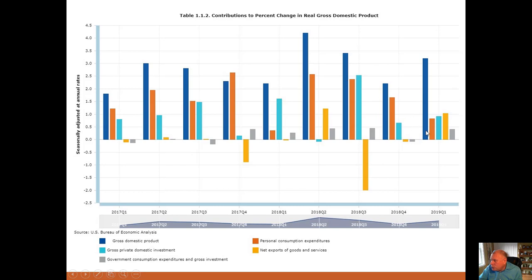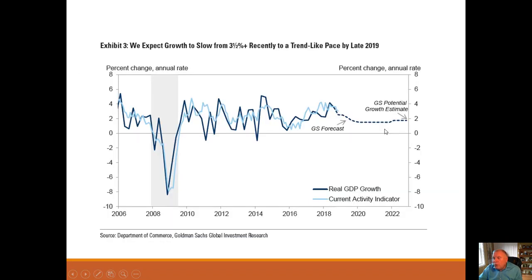We're seeing consumer spending less. We're seeing some domestic here, net exports some, and government expenditures. So what started to happen over the past year or so is the consumer spending has slowed down. And that's the biggest piece. Now, what is the current view of where we're going?